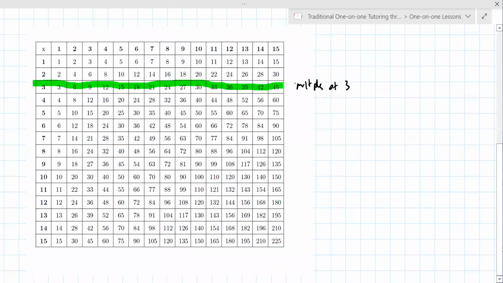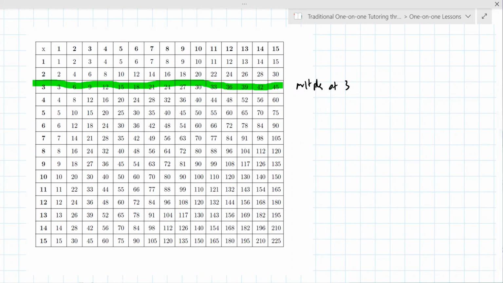But it doesn't go on forever. So if you get a number bigger than 45, you may have to do something different to figure out whether it's a multiple of 3 or not.